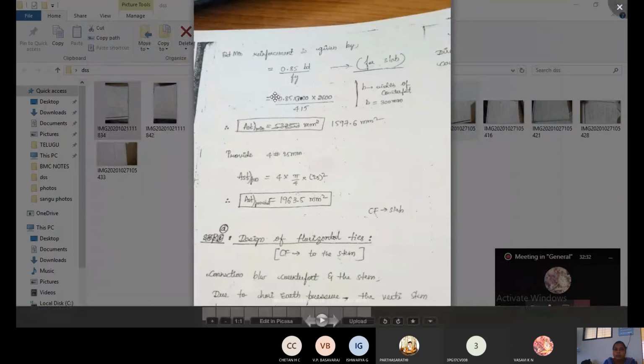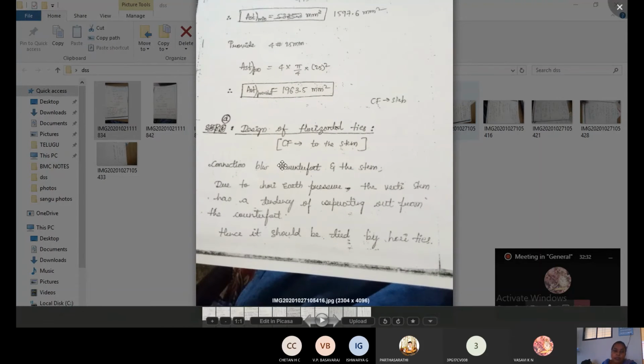Okay students, after this we have to calculate minimum reinforcement. Minimum reinforcement is given by 0.85 bd by Fy, the formula for slab. So 0.85 into b is 300 into 2600 by 415. The width of the counterfort is 300 mm. You do the simplification, you will get 1597.6 mm square. So here we are going to provide 4 bars of 25 mm dia. Ast provided is equal to 4 into pi by 4 into 25 square. You'll get the Ast provided value as 1963.5 mm square.